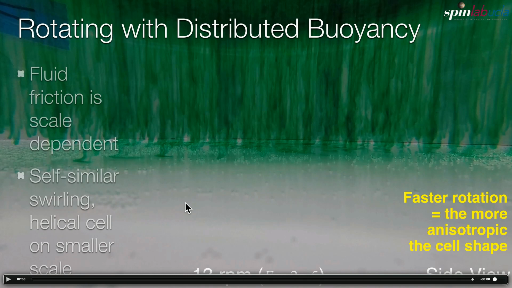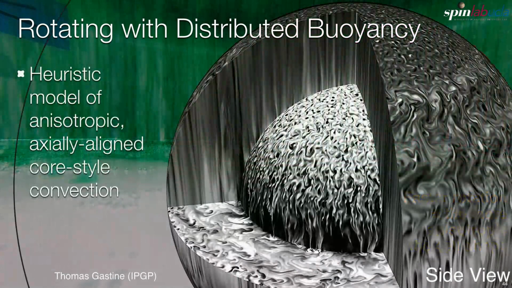So the faster we rotate, again, the smaller the lateral size of the cells, and the more anisotropic the solution gets. But everything's self-similar. It's always really the same thing in this simple example.